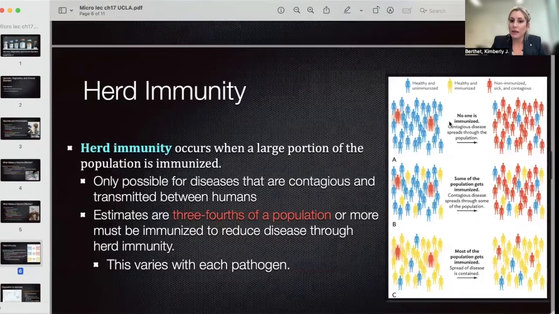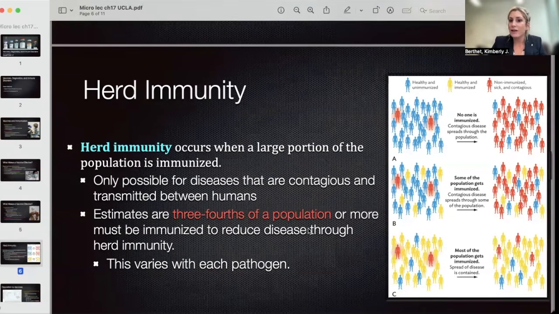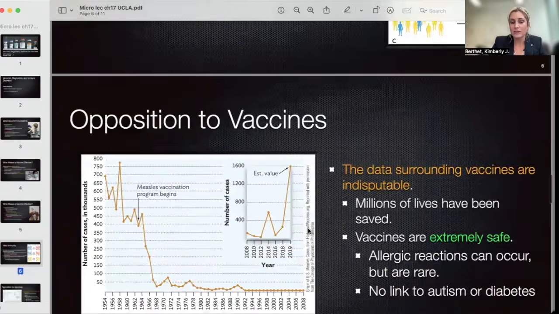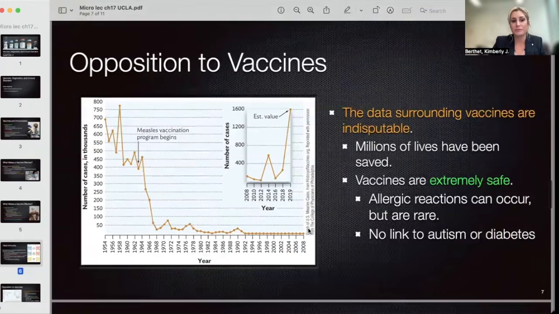So again, example A, we have two people not immunized that are sick, contaminating almost the entire population. In example B, in yellow, we have some people immunized. It slows the spread of the contagious disease. In example C, again, two people not immunized, we see that it still spreads, but it's pretty much contained because we have about 3/4 of the population that are immunized. And that's why herd immunity can protect us as a population.